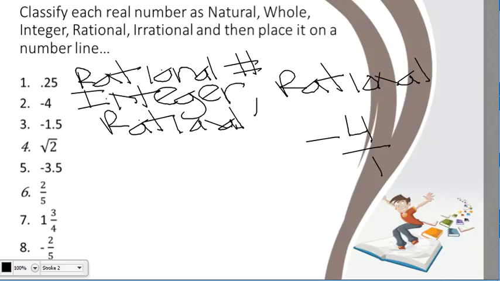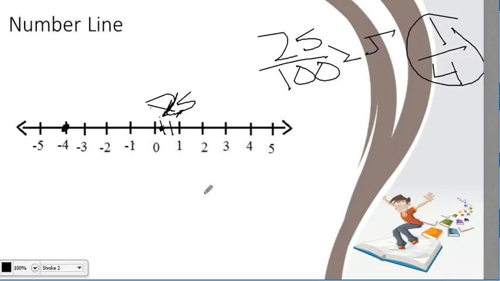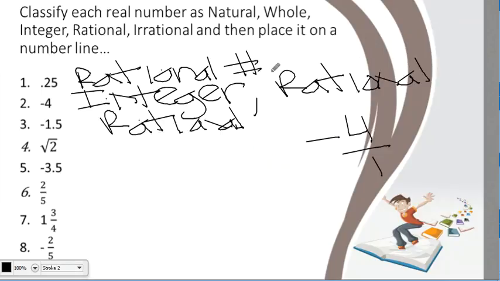And to place that on a number line, -1.5 would be right here. Okay, it's in the middle of -1 and -2. It's -1 and then another half. That's what -1.5 is. Okay, the next one, square root of 2.